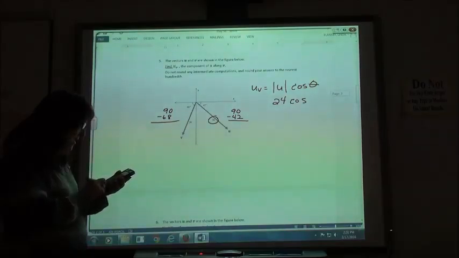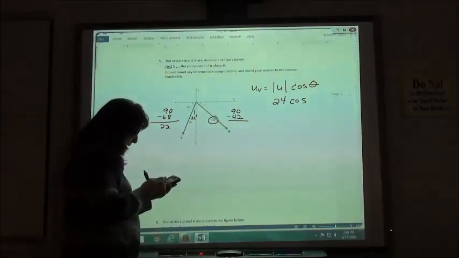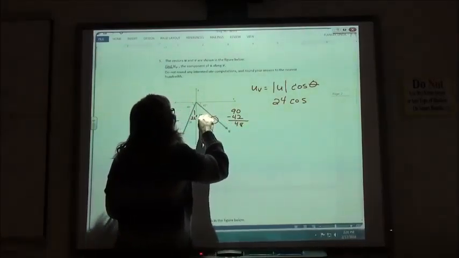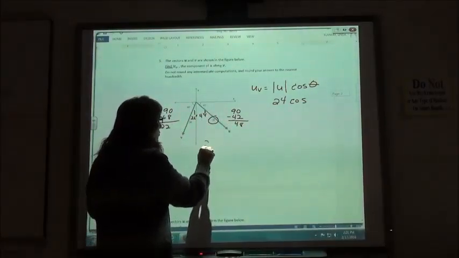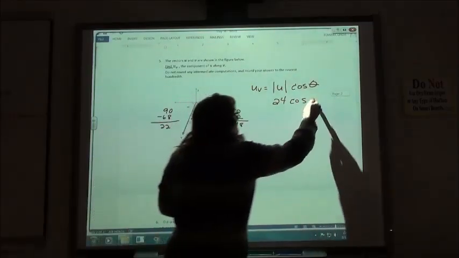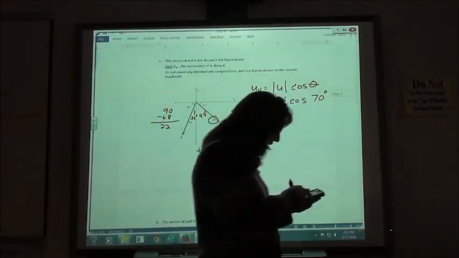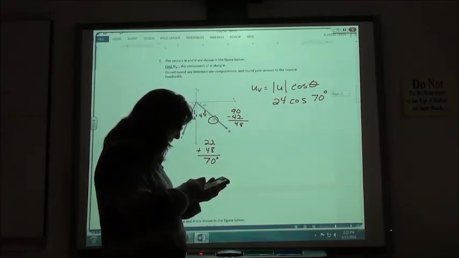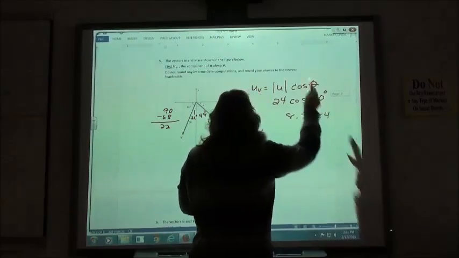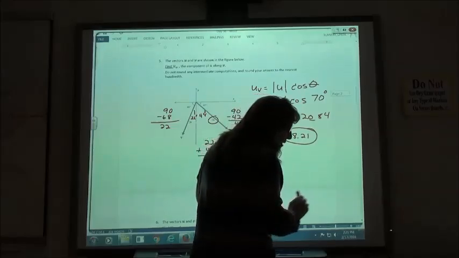90 minus 68 is going to be 22 for this little piece in here. And 90 minus 42 is going to be 48 for that piece in there. So 22 plus 48 gives me 70 degrees. So all I'm going to do is calculate 24 times the cosine of 70. So 24 cosine of 70 gives me 8.2084. Rounding to the nearest hundredth, 8.21 would be the answer to the question.